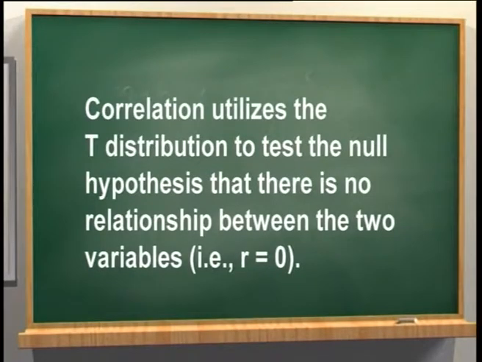Correlation utilizes the t-distribution to test the null hypothesis that there is no relationship between the two variables, that is, R is equal to 0. As with any t-test, correlation assumes that the two variables are normally distributed. If one or both of the variables is skewed in one direction or another, the resulting correlation coefficient may not be representative of the data. The result of the t-test will be invalid.